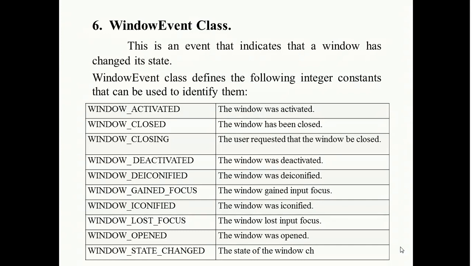These are the integer constants used to identify the particular window event. And the window event is generated when the window is activated, deactivated, closed, opened, iconified, deiconified or about to be closed. That time the window event occurs.